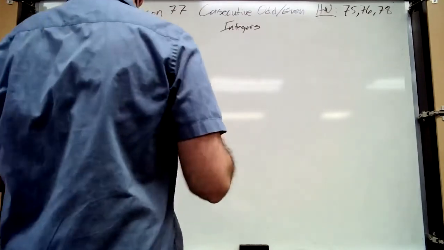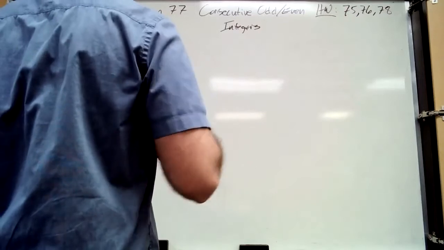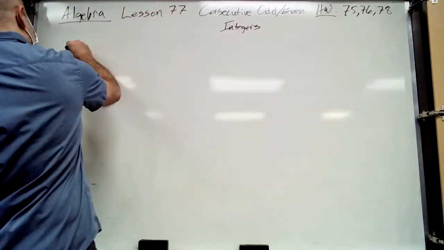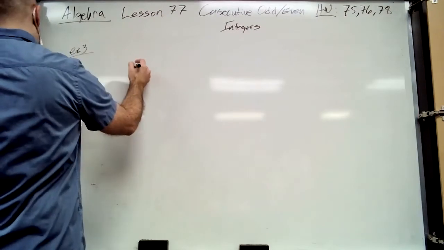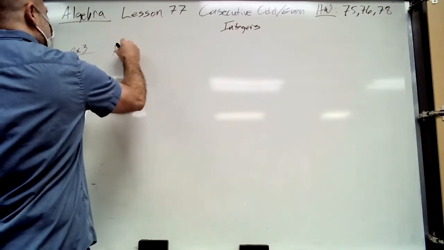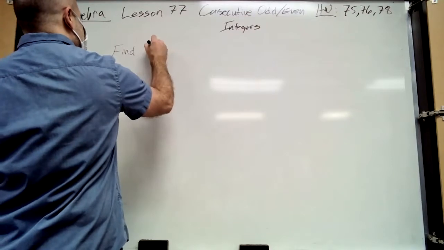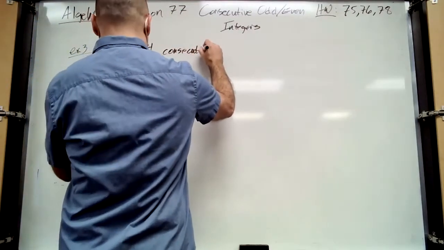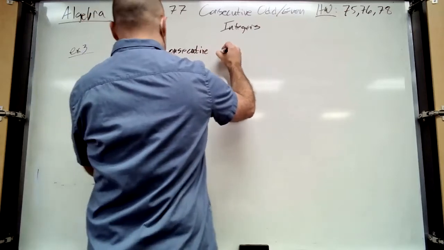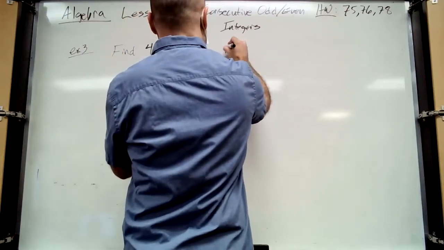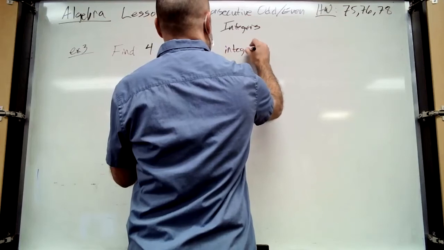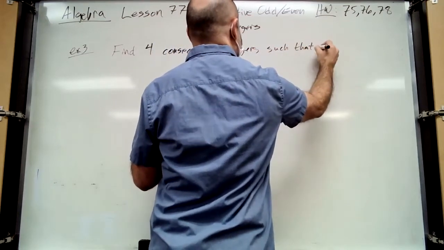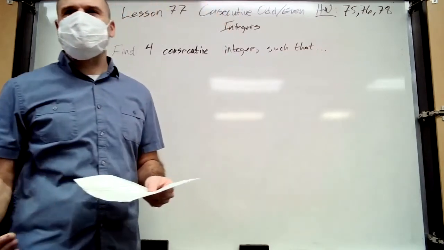That's all right. Okay, so let's review a little bit. This was the last example we did on Zoom here. Find 4 consecutive integers such that, okay, dot, dot, dot, and then it gives us the riddle.